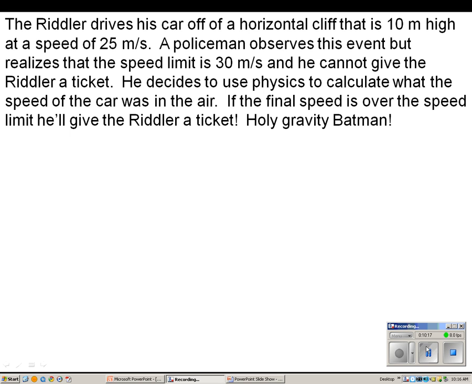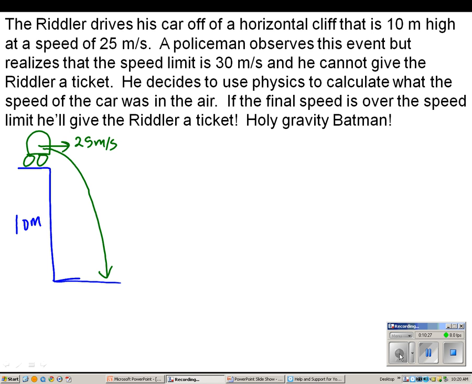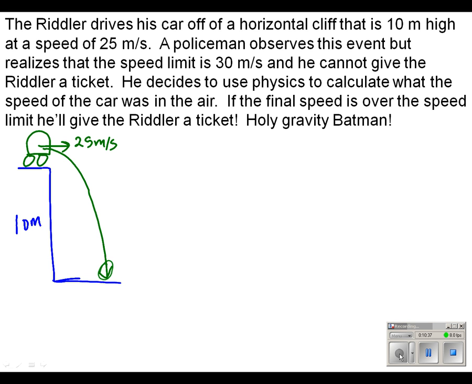Holy gravity, Batman. So I'm going to draw this picture and then go through this problem. So here we have our 10-meter picture. Here's the Riddler coming off the cliff at 25 meters per second. What we want to do is find out what the velocity of the Riddler is down here at the bottom. We know in the x direction, the Riddler is going 25 meters per second. But we have to find out what the velocity in the y direction is so that we can then use the Pythagorean theorem to find out what that resultant velocity will be.